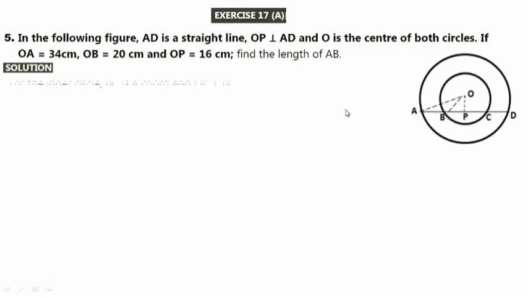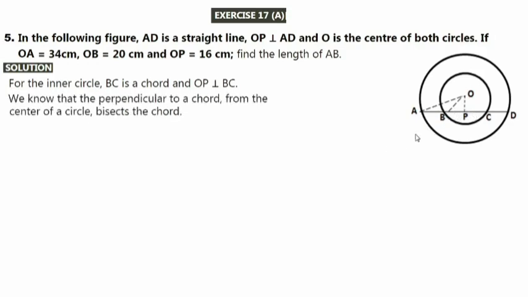See, for the inner circle, BC is a chord, right? So BC becomes a chord for the inner circle, and OP is perpendicular to BC, which means what? If it is perpendicular, then BP will be equal to PC, right? So BC gets bisected, so that's why you have BP equal to PC. Simple. So by Pythagoras theorem for the inner circle, we have OB square is equal to OP square plus BP square.